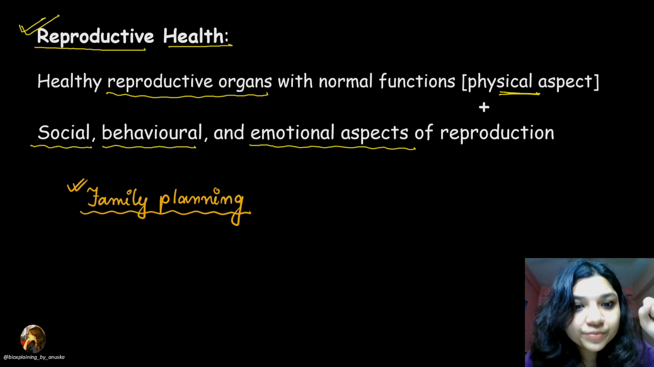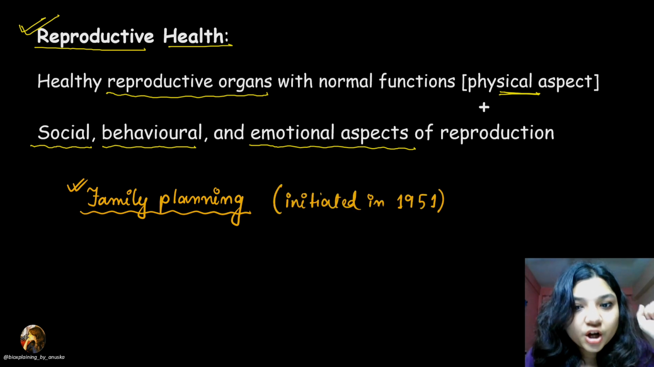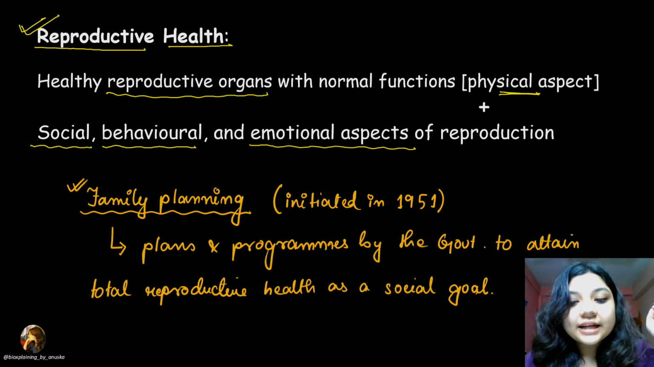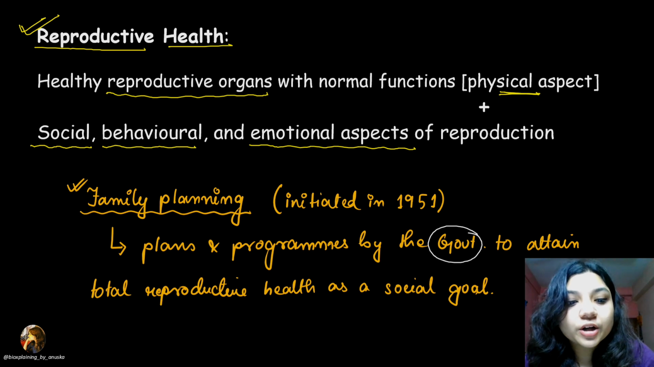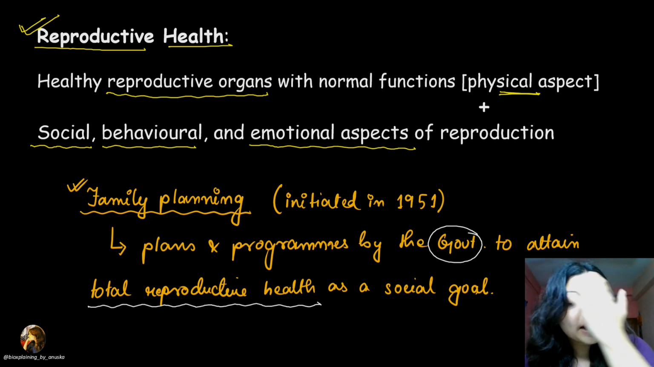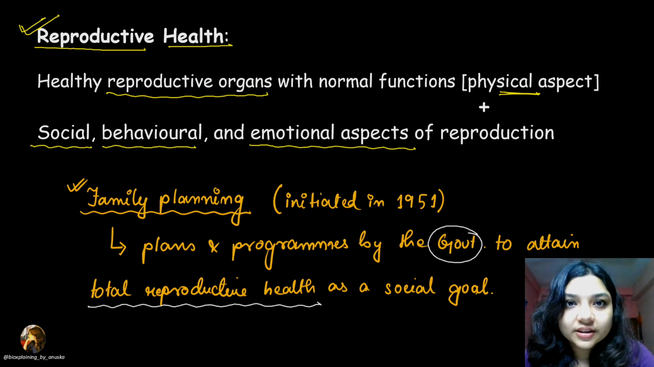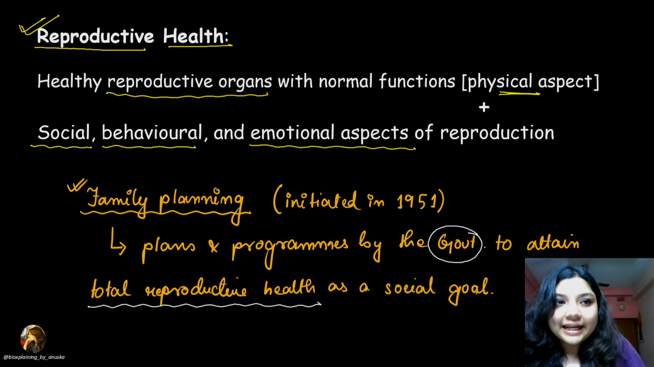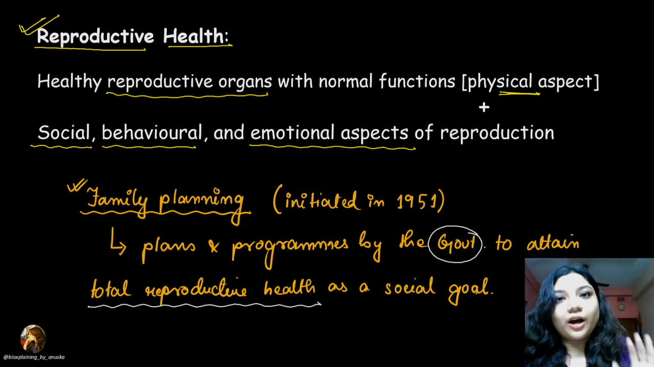Okay. Now, what do we understand by the term family planning? That is very important. Family planning was initiated in 1951 in our country, and these are a group of plans and programs that have been taken by our government to attain total reproductive health as a social goal. That is, we want the majority of our population to have good reproductive health. So there have been a lot of plans and programs undertaken so that the majority of our population has good reproductive health.